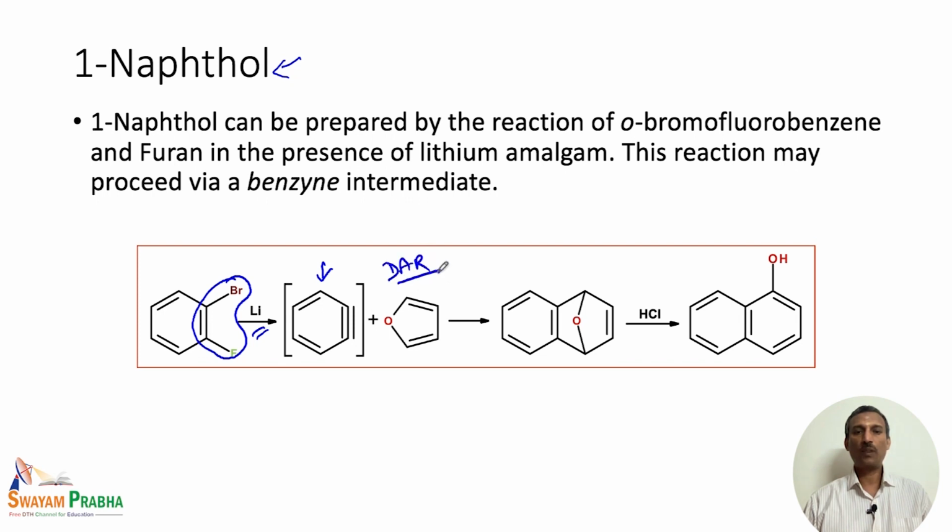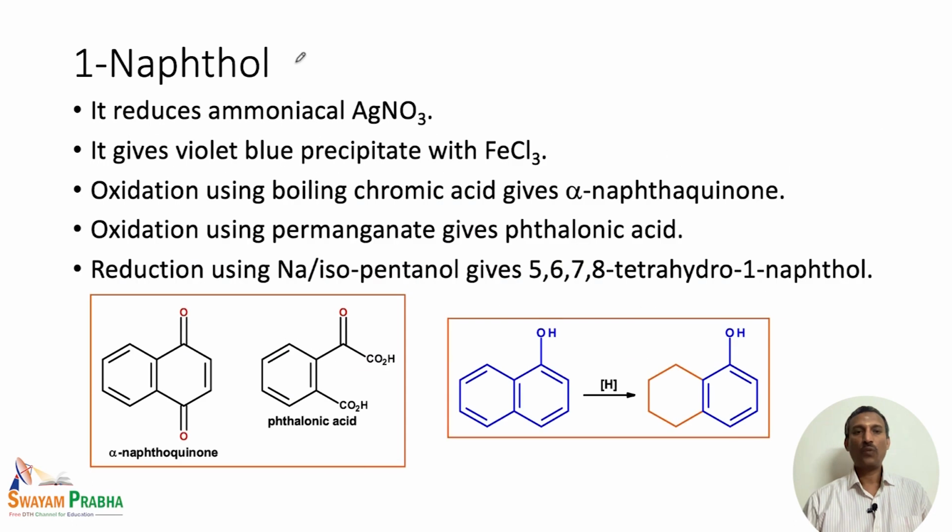So, the reaction between benzene and the furan leads to the Diels-Alder adduct, and this Diels-Alder adduct on treatment with HCl opens up this particular ring to give the corresponding naphthol. So, here we end up with the 1-naphthol. If we look at the properties of 1-naphthol, the 1-naphthol reduces the ammoniacal silver nitrate solution. This gives a violet blue precipitate with ferric chloride, and on oxidation with the chromic acid it gives the alpha naphthaquinone. The structure of alpha naphthaquinone is given here.